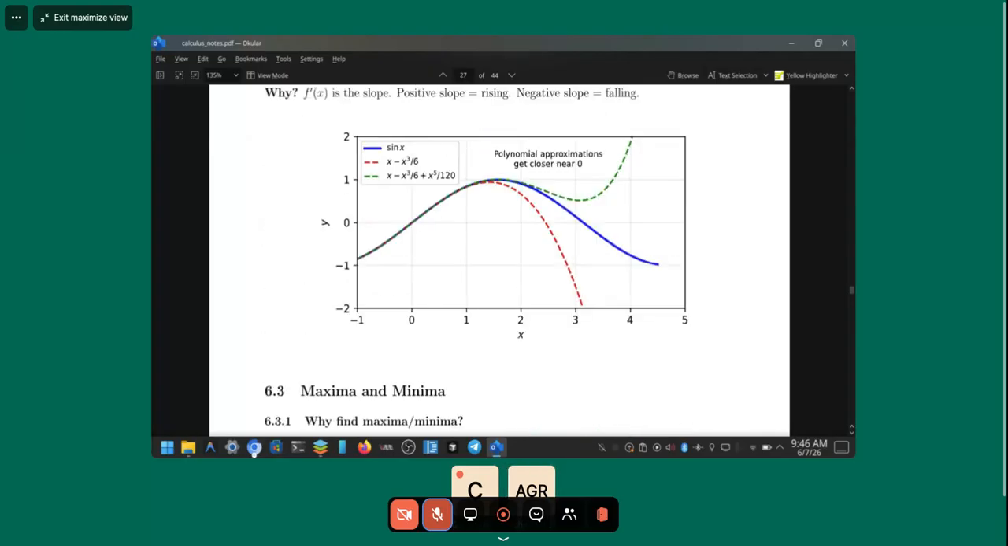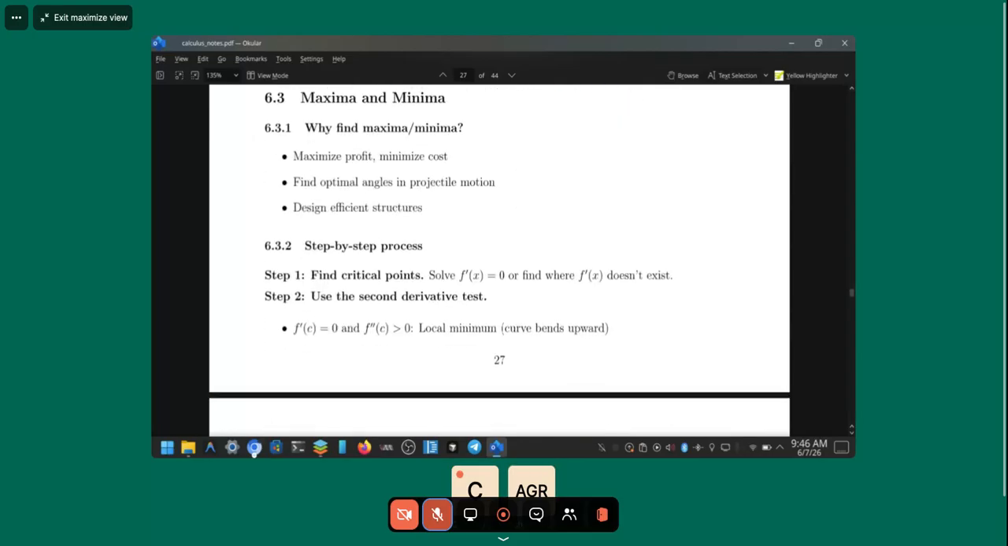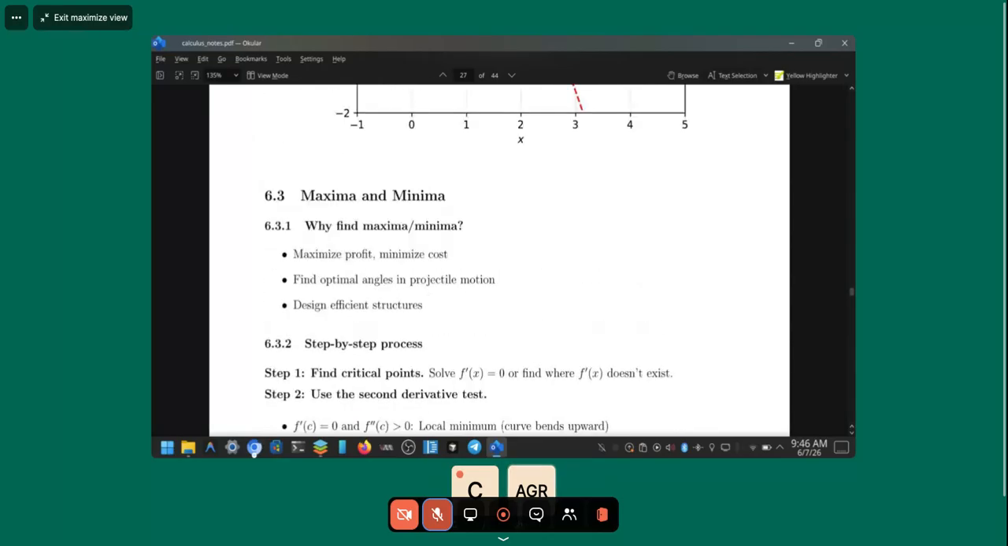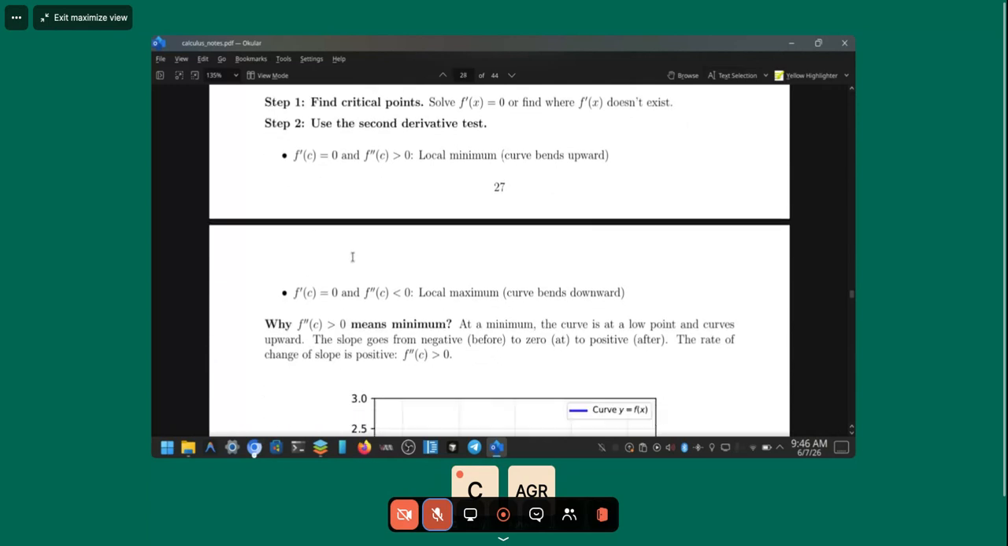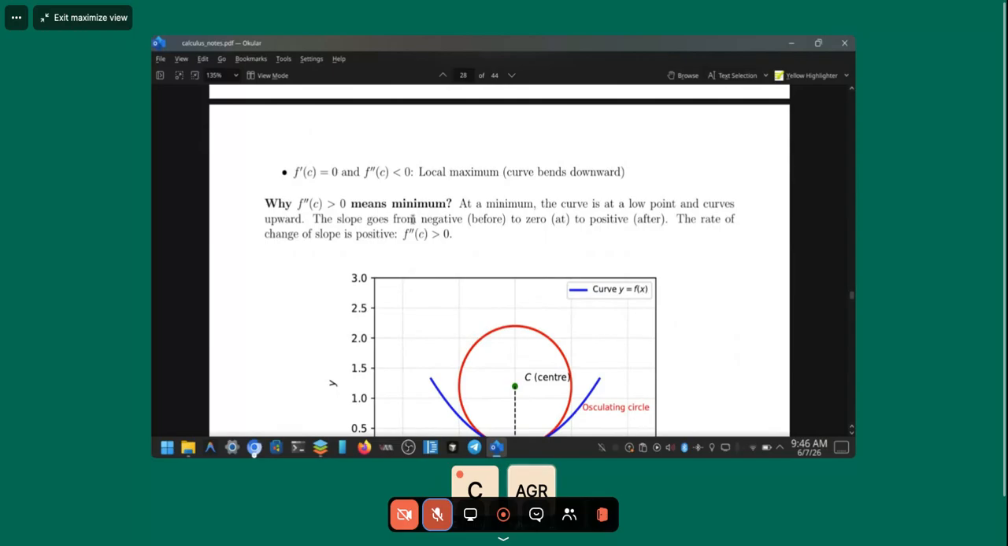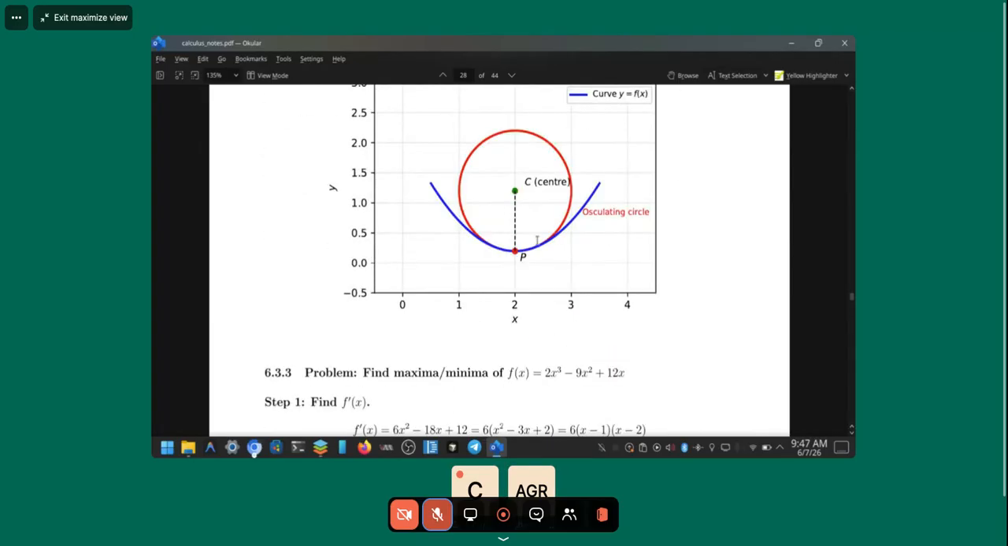Increasing and decreasing functions: as you can see here, we can split the function into increasing and decreasing parts. We can find maxima and minima also, like maximum profit, minimum cost. This is the oscillating circle. At a minimum, the curve is concave upward. The slope goes from negative before to zero, then to positive after, so the rate of change of slope is positive: f double dash of c is greater than 0.